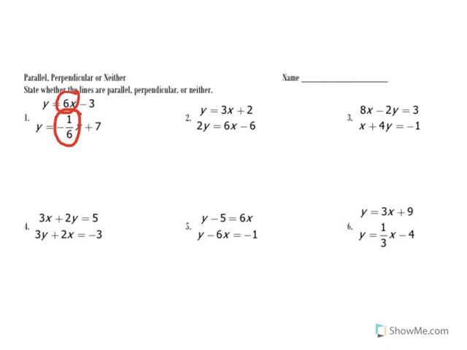You're comparing 6 to 1/6, which is negative. So if you have two slopes that are the opposite sign and the reciprocal, then those two are perpendicular.